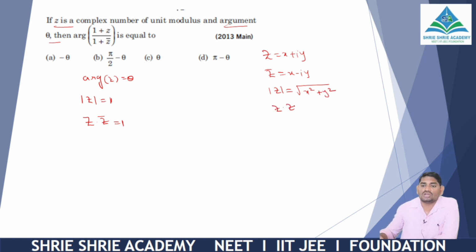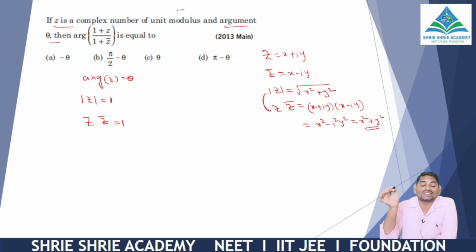And Z into Z bar, I mean conjugate of Z. So Z is x plus iota y into the conjugate x minus iota y, which we can write as x square minus iota square y square, which is further equal to x square plus y square. So we can equate the modulus of Z squared to Z into its conjugate. From this, the conjugate of Z is equal to 1 by Z, 1 upon Z.